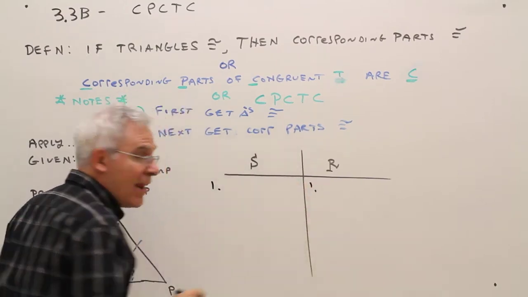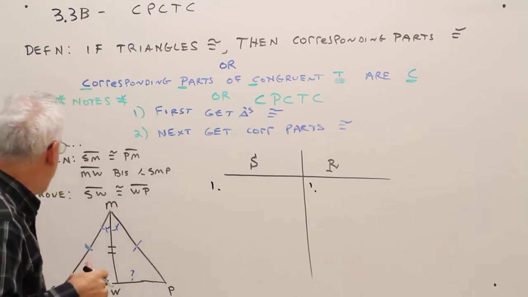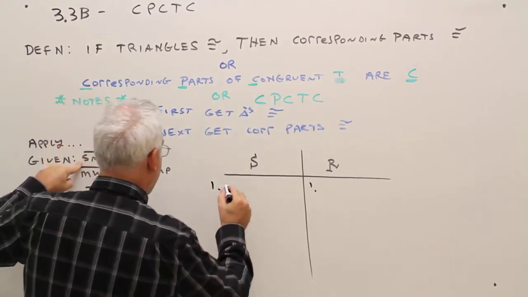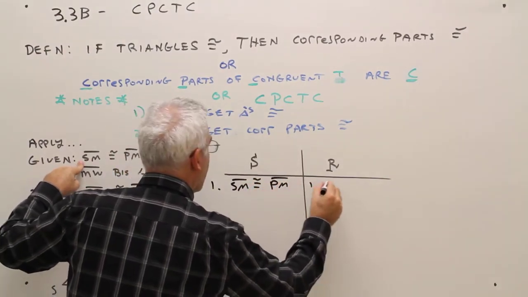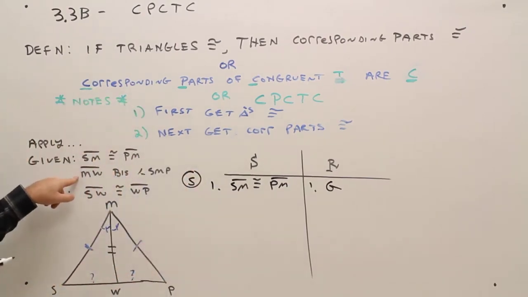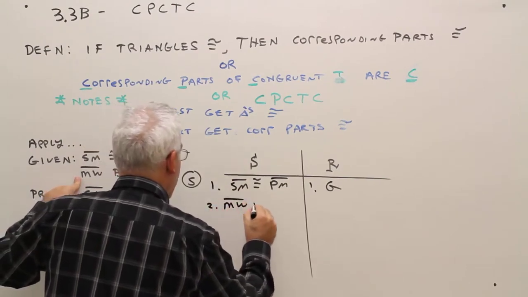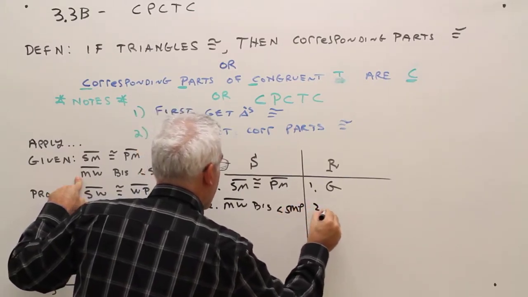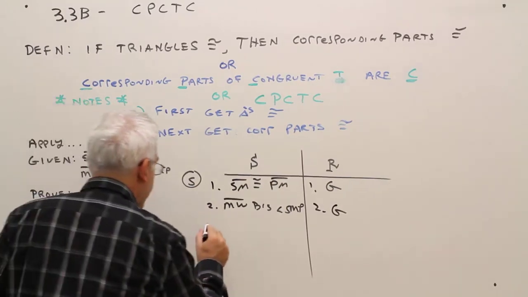So step 1, and again, to get the triangles congruent, I like to go in SAS order. I'll start with what was given here. So SM is congruent to PM, given. That was a side. Then I'll just go with the angle. So step 2, MW bisects angle SMP. That was given. From that, I can get the angles.